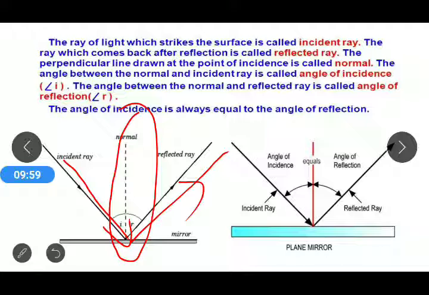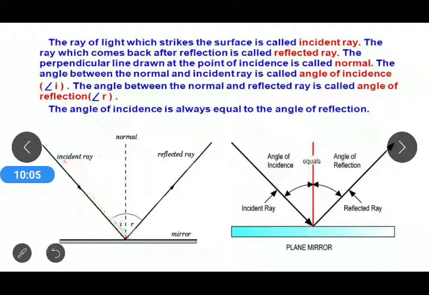The angle between the normal and the incident ray is called the angle of incidence. We have already done this. This is represented here, that is the angle of incidence. The angle between the normal and the reflected ray is called the angle of reflection. The angle of incidence is always equal to the angle of reflection.